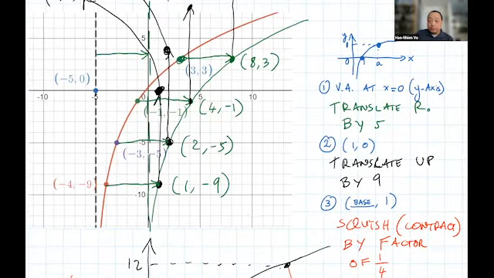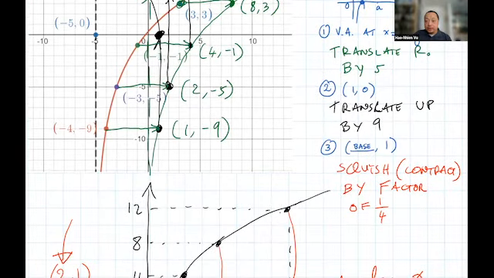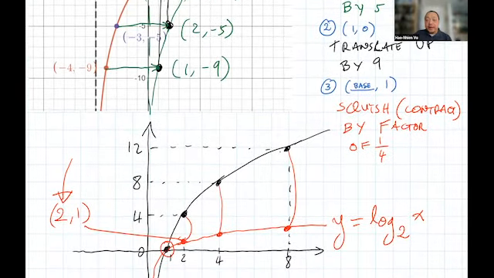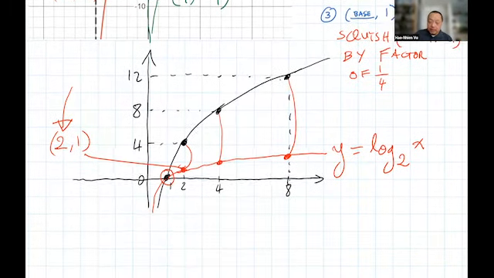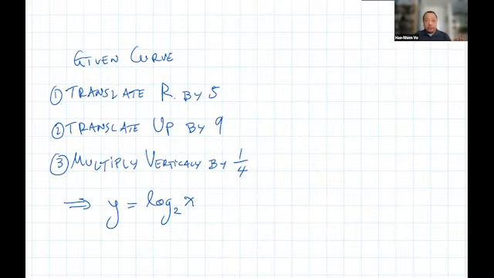So to summarize what we've done so far, we translate to the right by 5. We translate up by 9. We squish by a factor of 1/4. And we arrive at y equals log base 2 of x. Let me copy all of this down to a clean page. I start with the given curve. I do these 3 things in that order. Then I end up with y equals log base 2 of x.